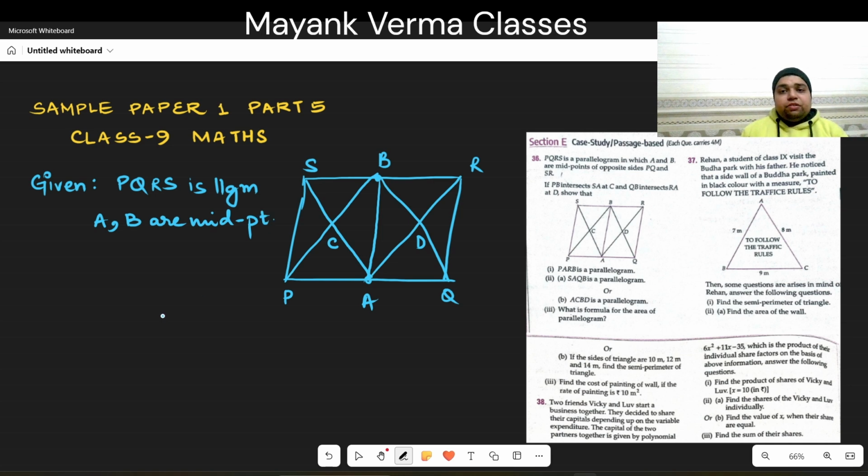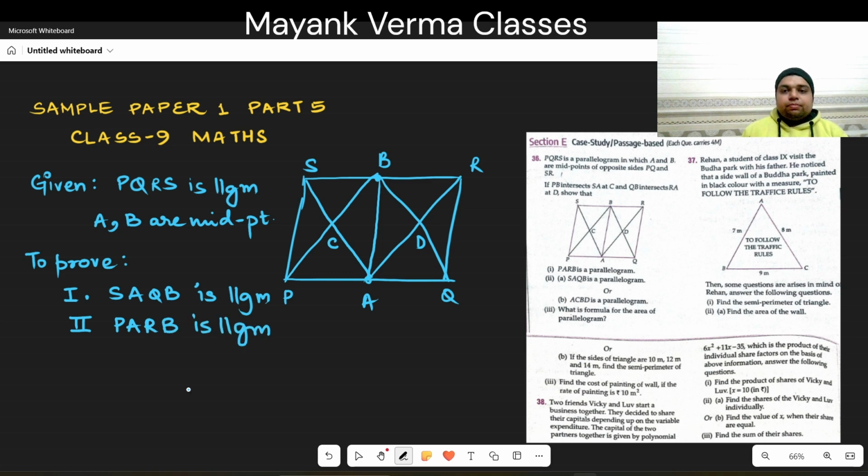And what we need to prove? To prove first that SAQB is a parallelogram. Second, PARB is a parallelogram. And third, ACBD is a parallelogram. Okay, so let's see the solution.